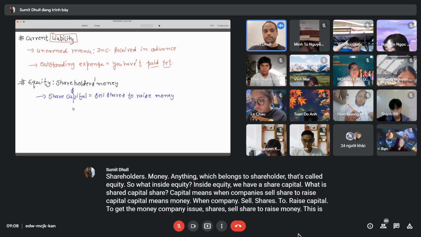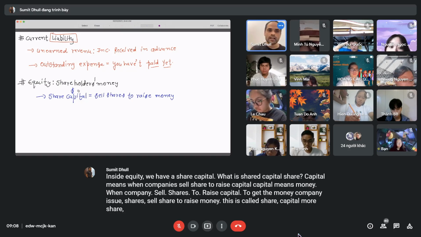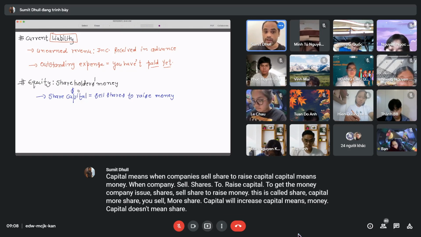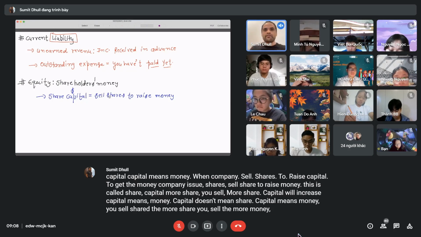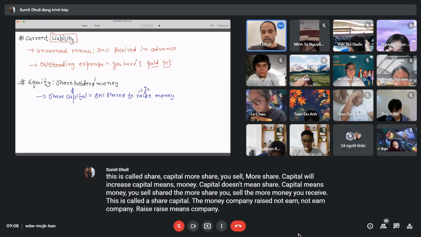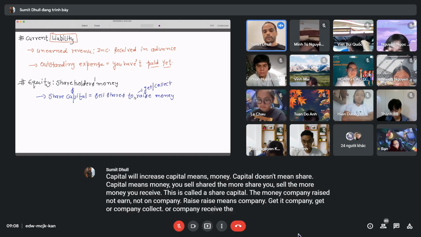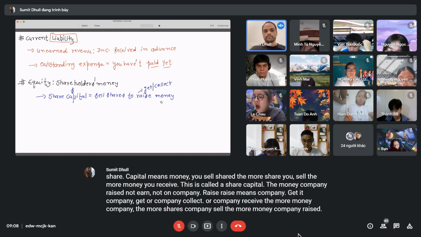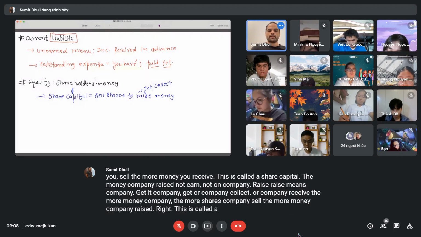This is called share capital. The more shares you sell, the more share capital will increase. Capital means money. Capital doesn't mean share. You sell shares, and the more shares you sell, the more money you receive. This is called share capital. The money the company raises, not earns. Raise means the company gets, collects, or receives it. The more shares the company sells, the more money the company raises. All right, this is called share capital.